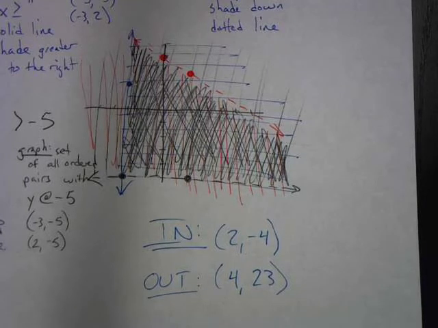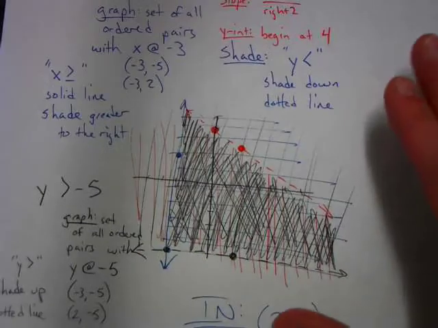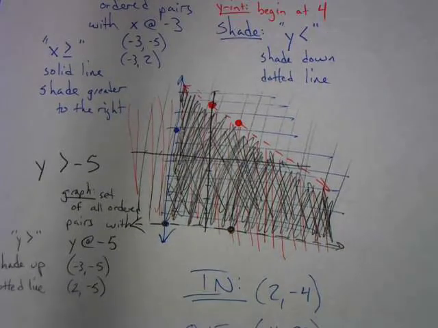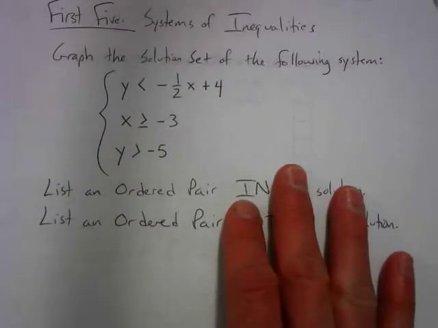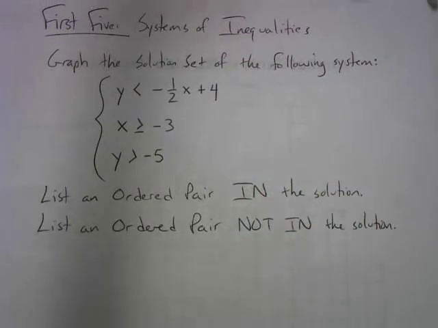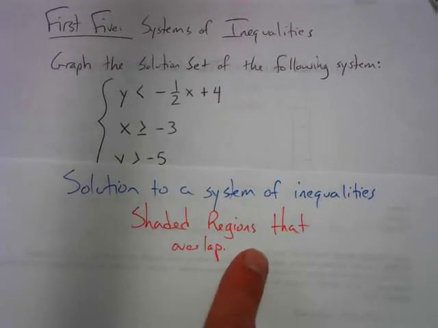So all that this question is doing is taking together a bunch of prior knowledge, especially from Common Assessment 4, graphing inequalities, putting them together and recalling the one note for this lesson, which is the solution to a system of inequalities is the shaded region that overlaps.